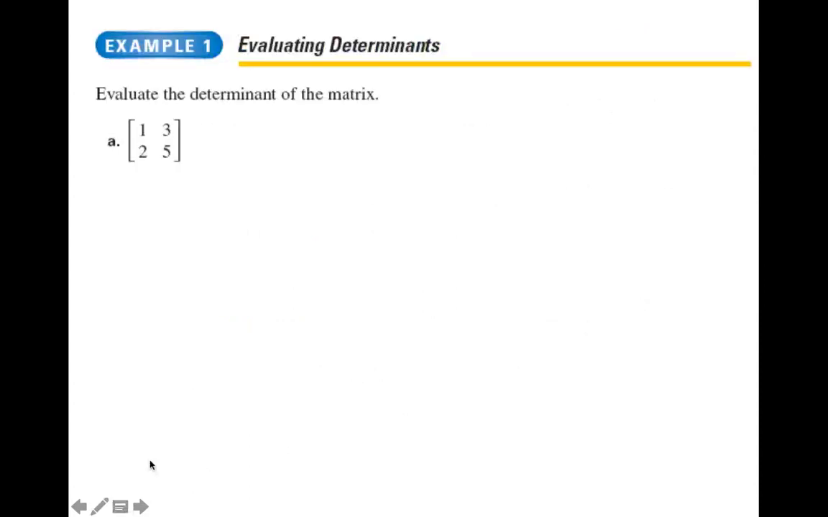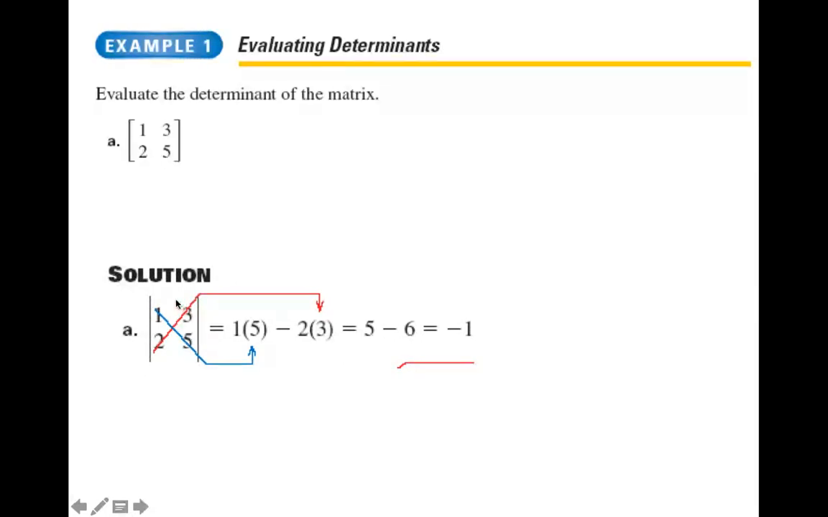Okay, let's do a practice. Evaluate the determinant of the matrix. So 1 times 5 gives you 5. 3 times 2 gives you 6. 5 minus 6 is -1.